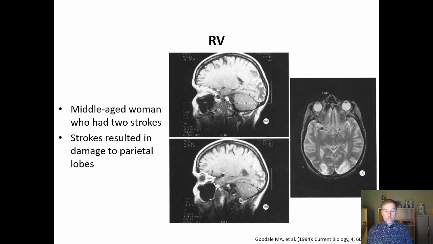Now RV, just by coincidence, was also a middle-aged woman when she had brain damage. So DF, RV, both middle-aged women, that doesn't really help to distinguish between them. The difference with RV is that it wasn't carbon monoxide poisoning. She had a couple of strokes, and these resulted in permanent damage to her dorsal stream.